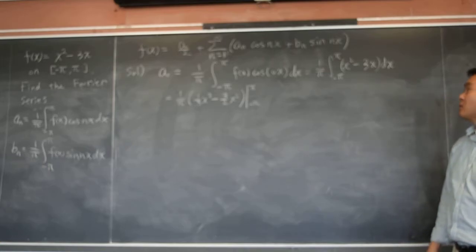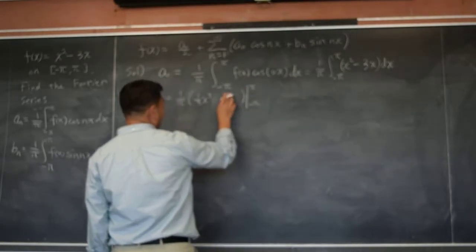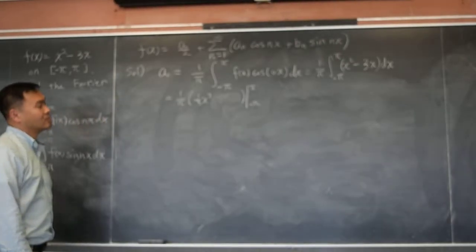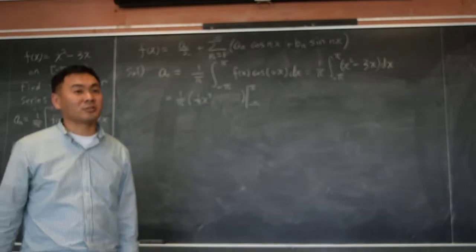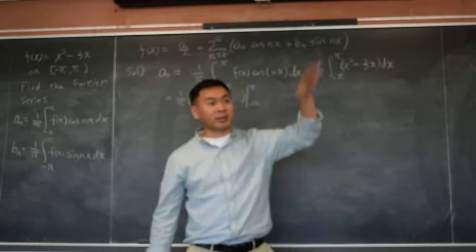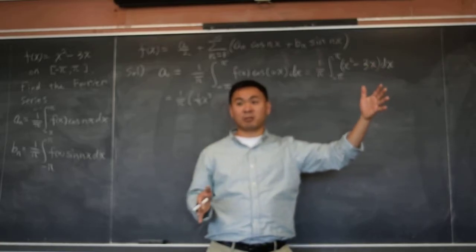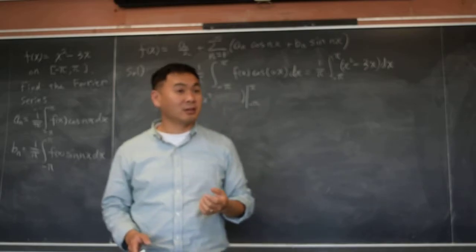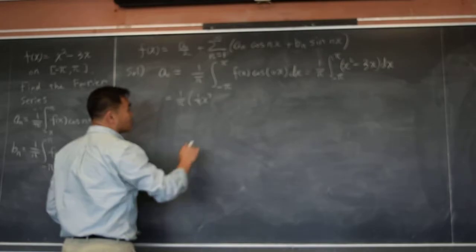Probably 3x. Why do you think so? Because it's an odd function. Yeah. x is an odd function, right? So one side goes up, the other side goes down. So when you integrate from negative pi to pi, it gives you 0. Where x squared is an even function, right? So what do you do for even functions?